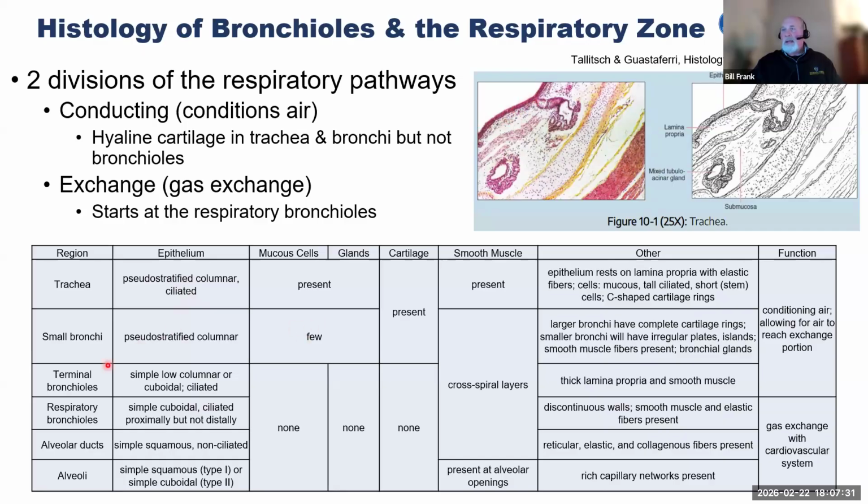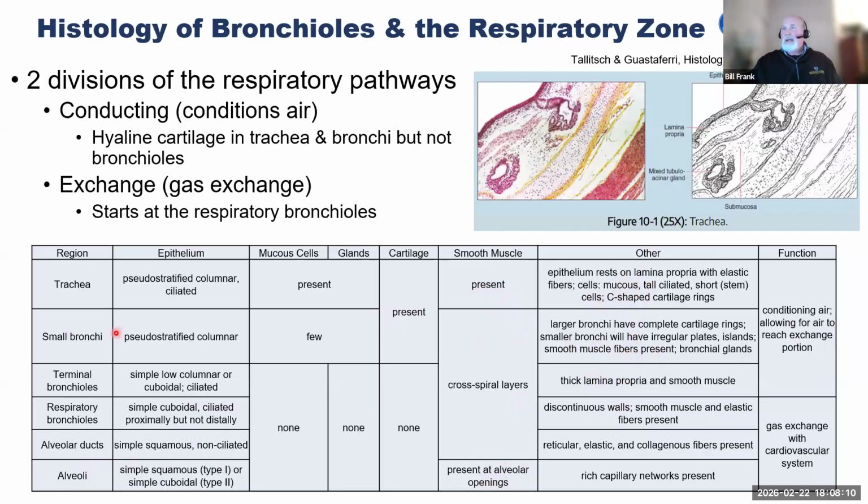They will have cartilage. We can see the hyaline cartilage here. Okay. And they will have some smooth muscle. As we get down to the terminal bronchioles, we lose the mucus cells in the glands, and we're also losing the cartilage. So we can see a very vast difference between trachea and small bronchi versus the terminal bronchioles and alveoli. We can see that there will be a change in smooth muscle and also in the types of epithelium.